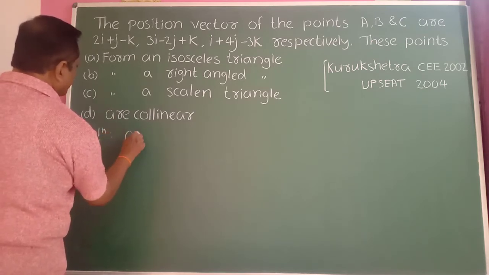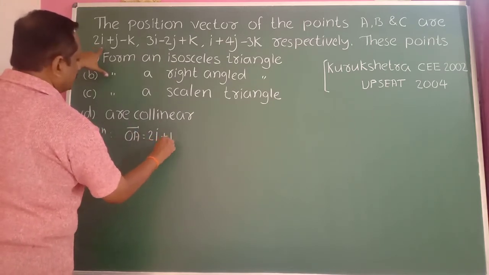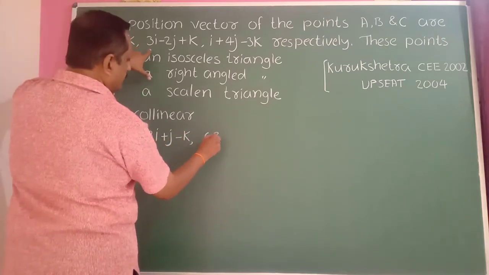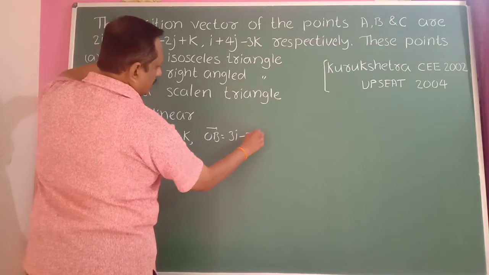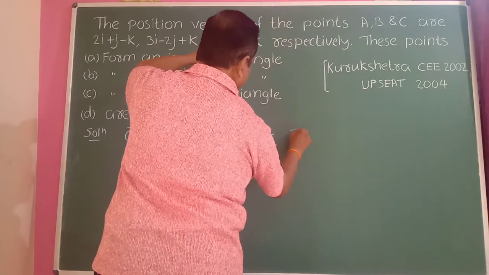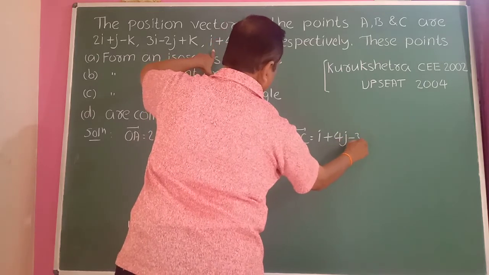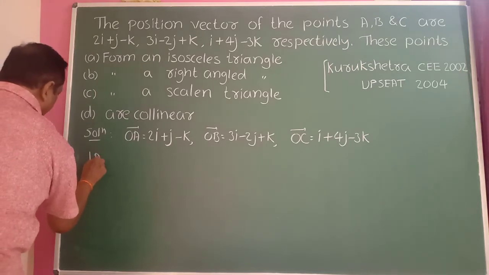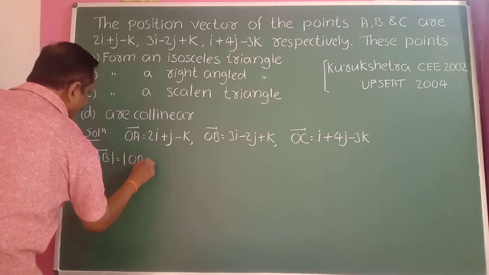The position vector of the point A, OA, is 2i + j − k. Position vector of the point B, OB, is 3i − 2j + k. And the position vector of the point C, OC, is i + 4j − 3k. Therefore, modulus of AB, that is modulus of OB − OA.